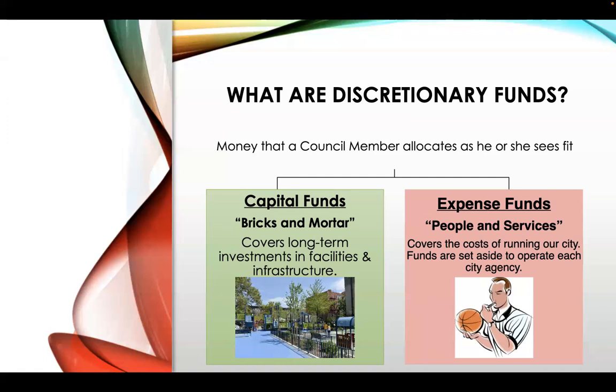And then there's also expense funding. That's what I was mentioning earlier. That's for services, for people. Let's say you want to run a food bank in the community and you're a nonprofit that provides food to community members. That would come from expense funding.